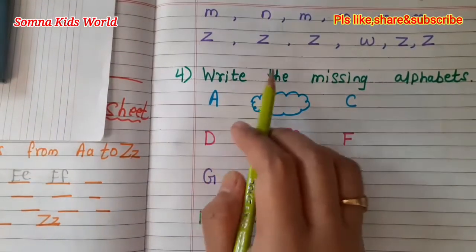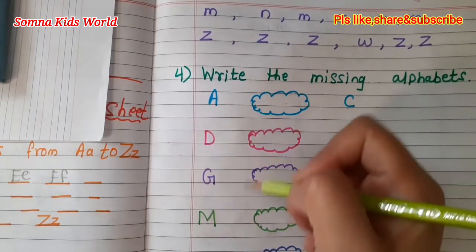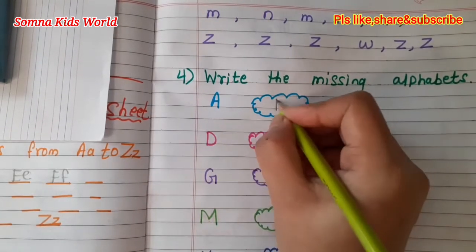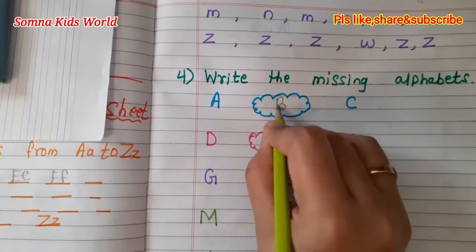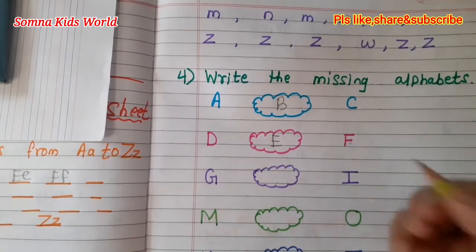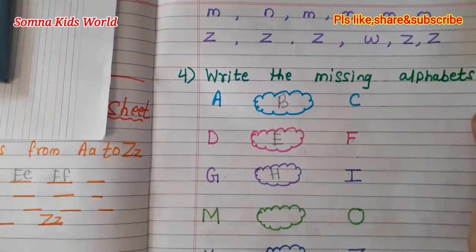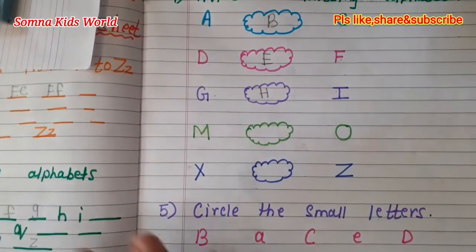Next one, write the missing alphabets. Here kids need to write capital letters A, B, C, D, E, F, G, H, I. Like this, they need to write the capital alphabets.